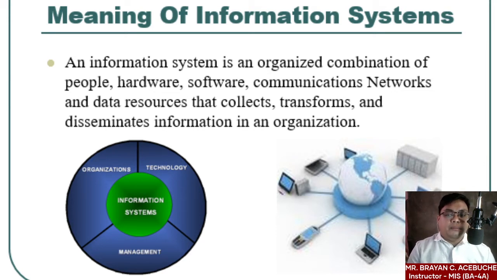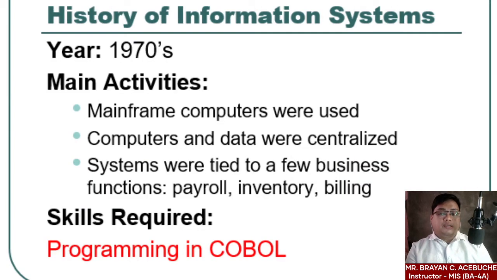It is an organized combination of people, hardware, software, communications networks, and data resources that collects, transforms, and disseminates information in an organization. According to Britannica, an information system is an integrated set of components for collecting, storing, and processing data, and for providing information, knowledge, and digital products. So let's see the historical background of information systems.